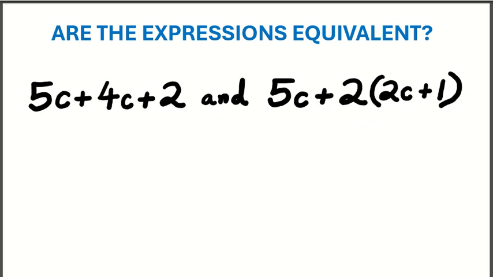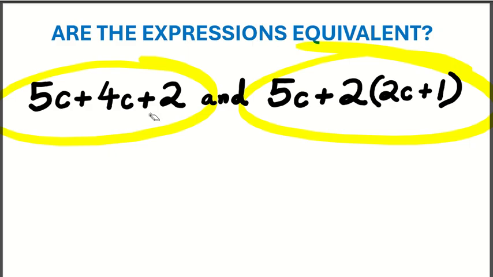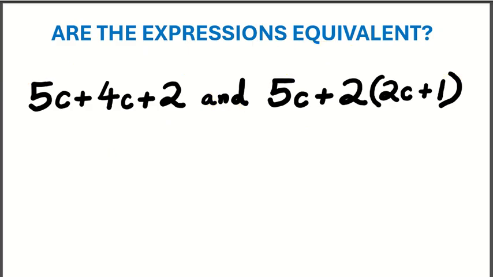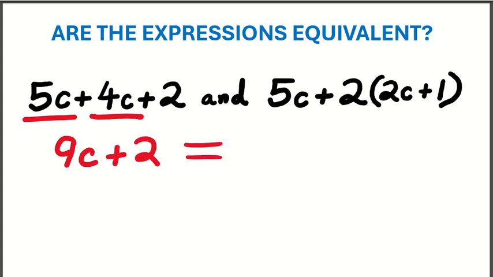All right, let's do one more set of expressions to see if they are in fact equivalent. This expression here and that expression there. Now, let's dive right into it. By combining like terms, I have 5 c's. I go to the store and get 4 more c's. How many c's do I have? I now have 9 c's. And then I can simply drop down the plus 2 because there's nothing else to combine that with. Now, is that the same as what's going on over there?